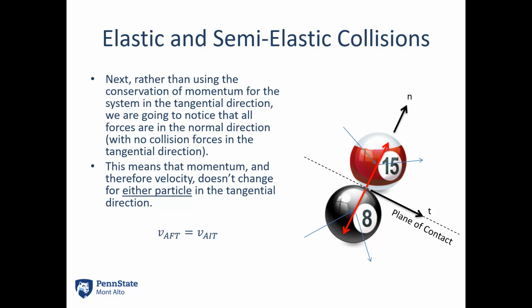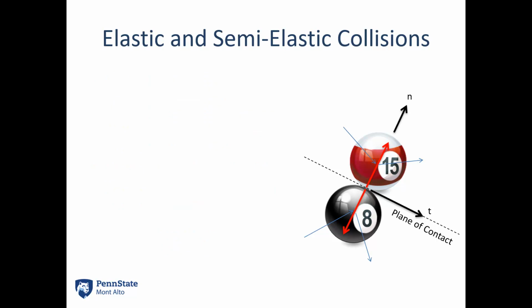So the velocity of particle A final in the tangential direction is just equal to the initial velocity for particle A in the tangential direction. And same thing for particle B. So the velocity in the tangential direction for either particle does not change. All right, so now we've got three equations because I've got these very simple relationships for the tangential direction.